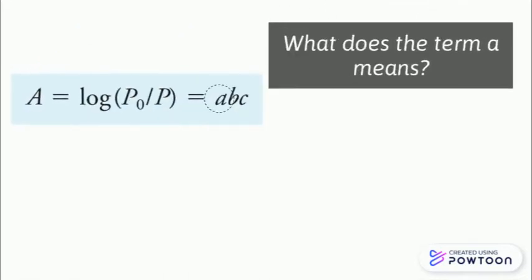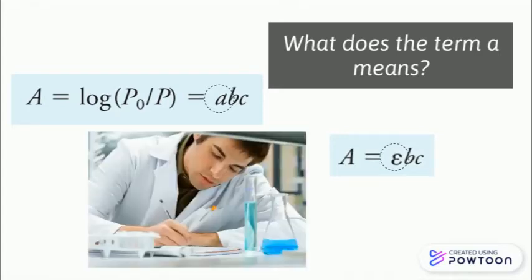A is a proportionality constant called the absorptivity. When we express the concentration in moles per liter and b in centimeters, the proportionality constant is called molar absorptivity and is given the epsilon symbol. By knowing this last constant, we can determine the concentration of a given analyte after measuring absorbance.